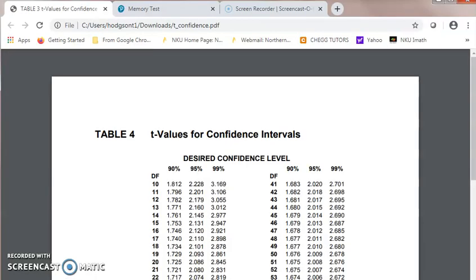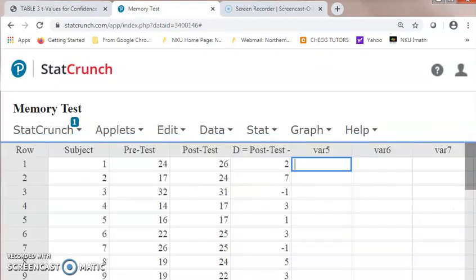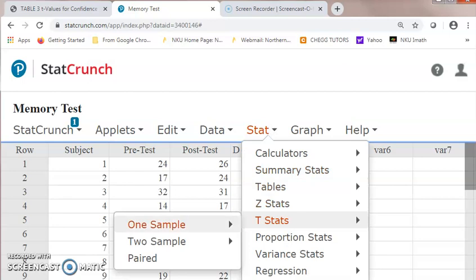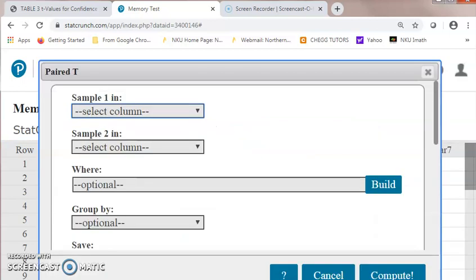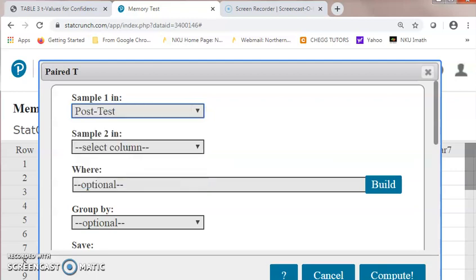If I go to StatCrunch, and for the confidence interval, I need to go to Stat and T-Stats, and dependent samples are paired samples, so click paired. The test, you have to select the first group. Remember, the differences are post-test minus pre-test. On StatCrunch, it's always sample 1 minus sample 2. For sample 1, therefore, I'm going to choose post-test scores. Minus sample 2, I'm going to choose pre-test scores.